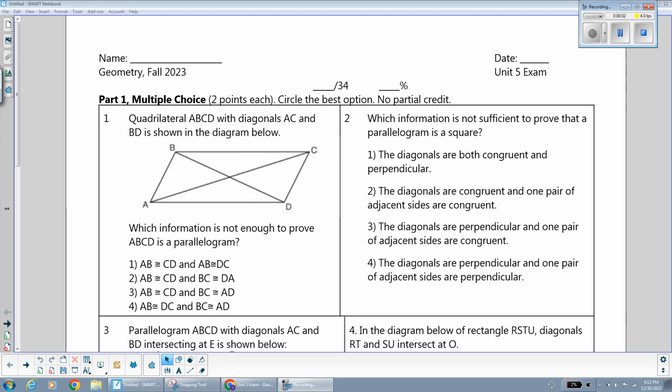In question one, there was actually a mistake because some of the answer choices were supposed to have parallel lines instead of congruent lines. So answer choices 2 through 4 are actually exactly the same answer choice. And the only one that's different is answer choice number one. Answer choice number one has AB congruent to CD and AB, the same segment, congruent to DC, the same segment.